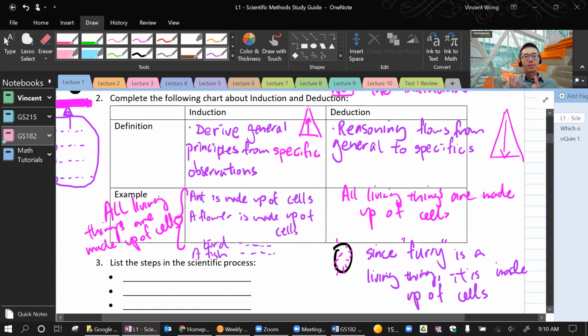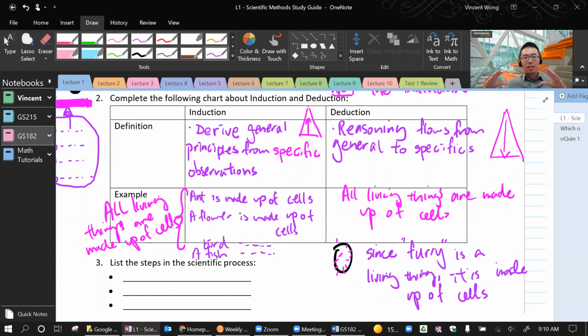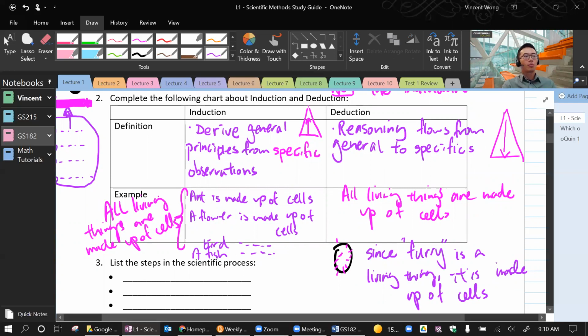Does it make sense? The difference between induction and deduction, right? Induction: many things, and then you make up one general statement. Deduction: you start with a general statement, and then you apply it to many scenarios. It might not be just a furry thing. It might be you discover another organism, and since that is living, it is also going to be made up of cells. Any question?